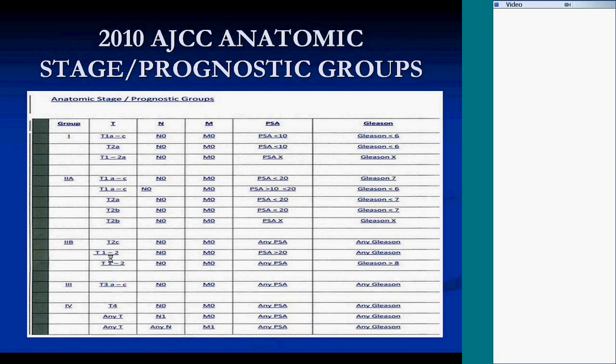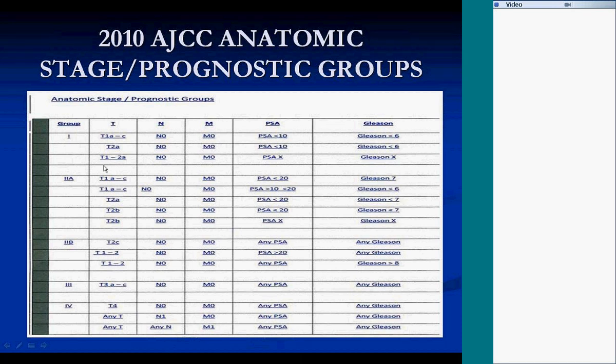So here are the new groupings, the anatomic stage prognostic groupings, as published in the new 7th edition Cancer Staging Manual for Prostate Cancer. And as you can see, it's got our classical TNM stages that we assign, and our clinicians help us assign, especially for the M part. But now there's also PSA level as well as the Gleason score, highlighting how important it is that we assign Gleason score in our radicals.